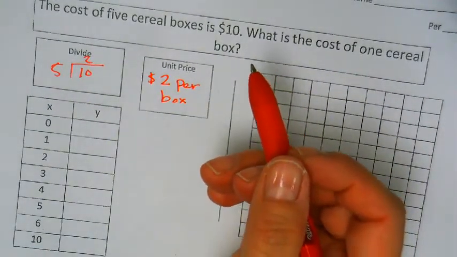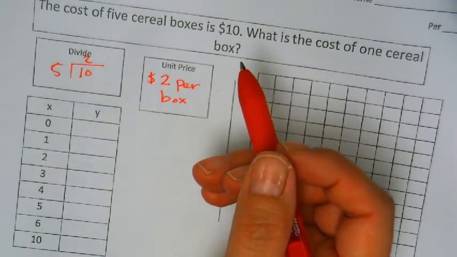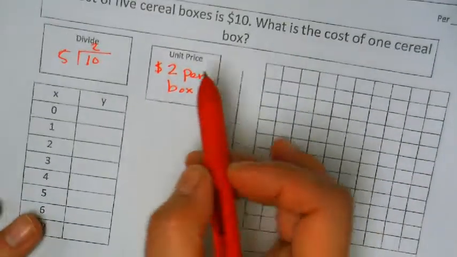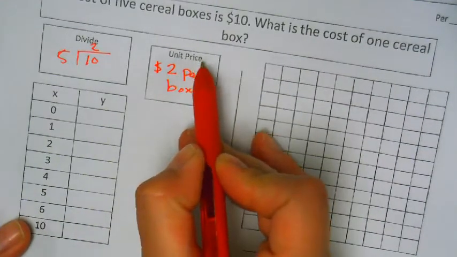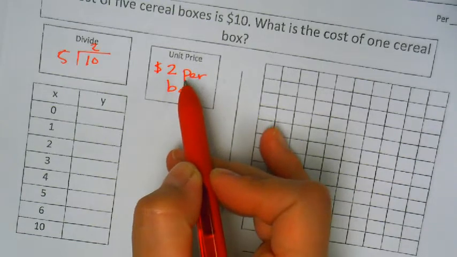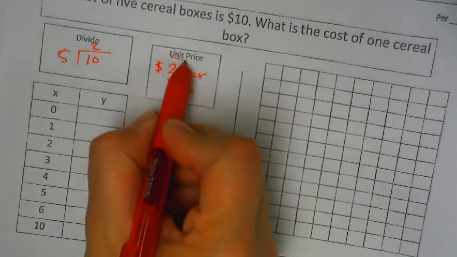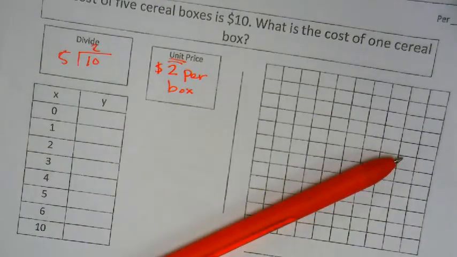Everyone should know how to divide 10 divided by 5, right? I'm not worried about that. We're more worried about this answer. It's called the unit price. It can also be called the unit rate. But since we're dealing with money, it's called the unit price. Meaning how much is it per unit? Per box of cereal is $2.